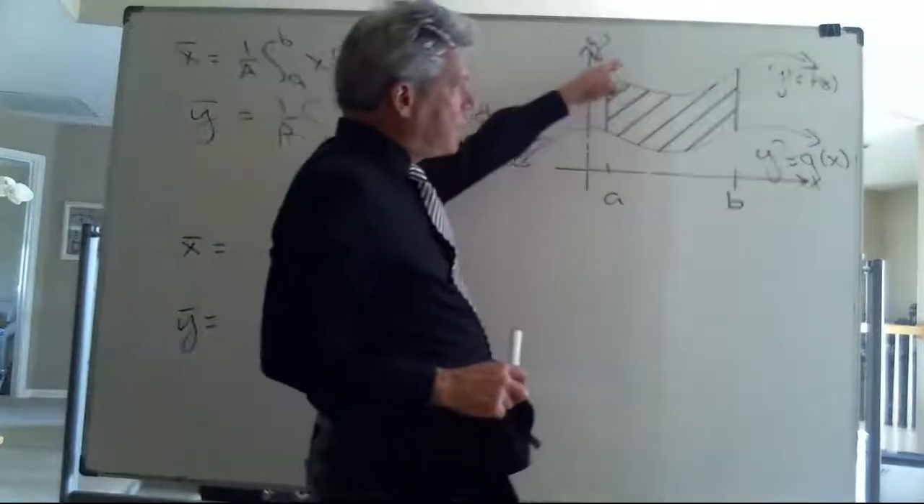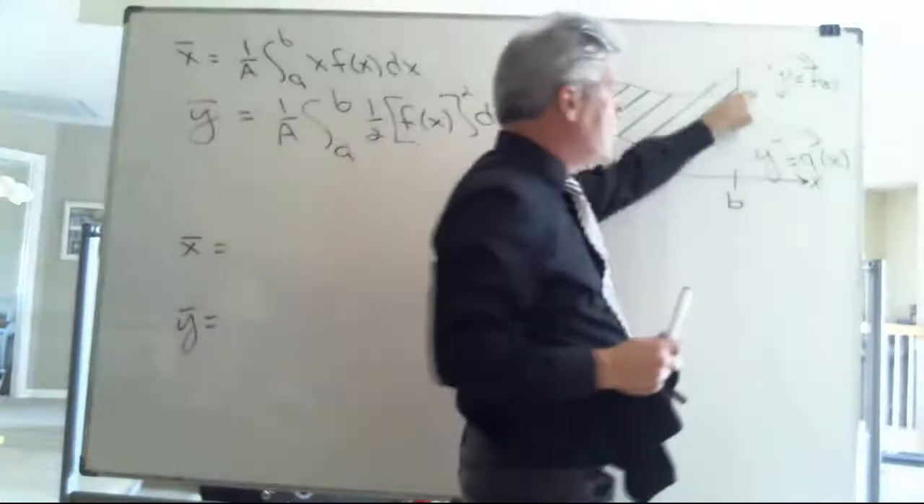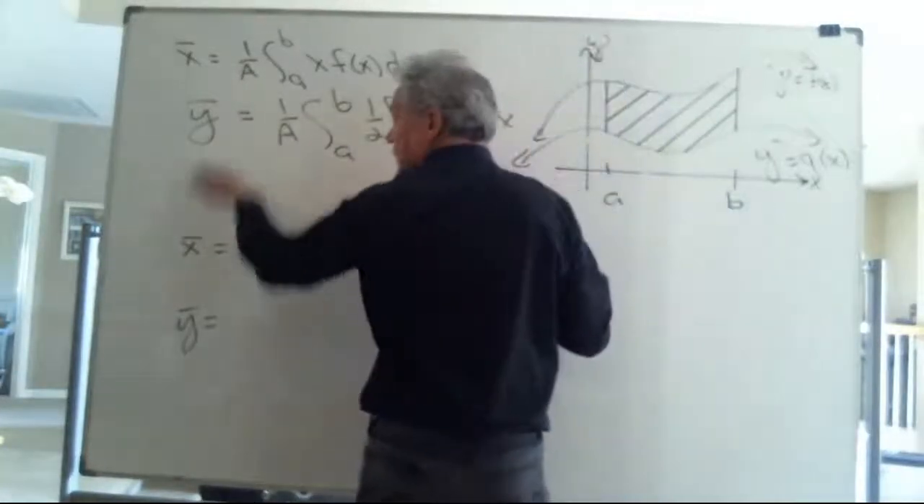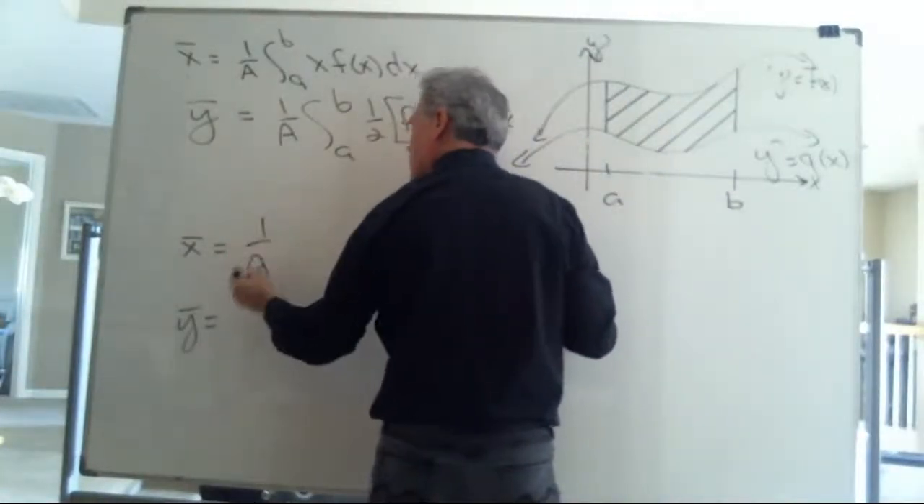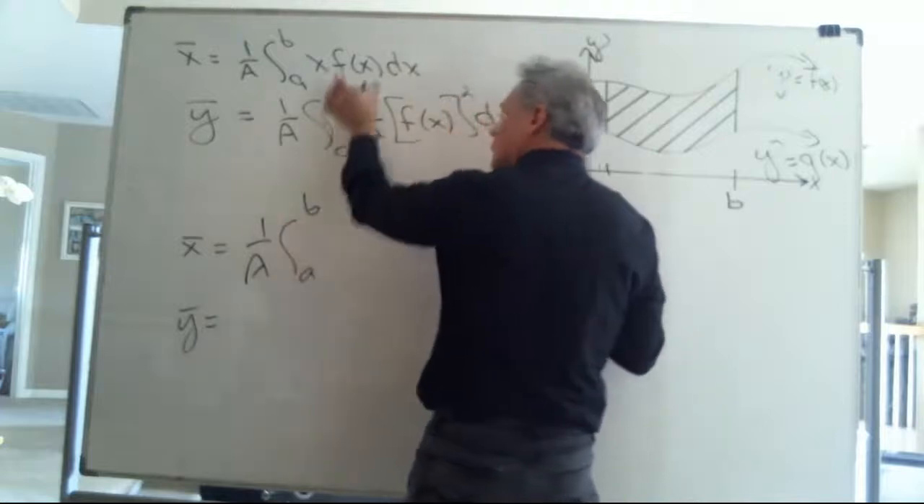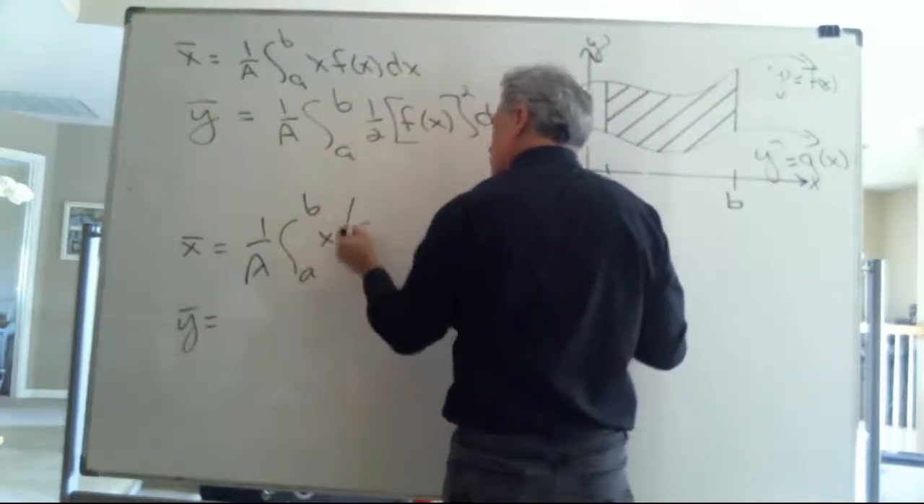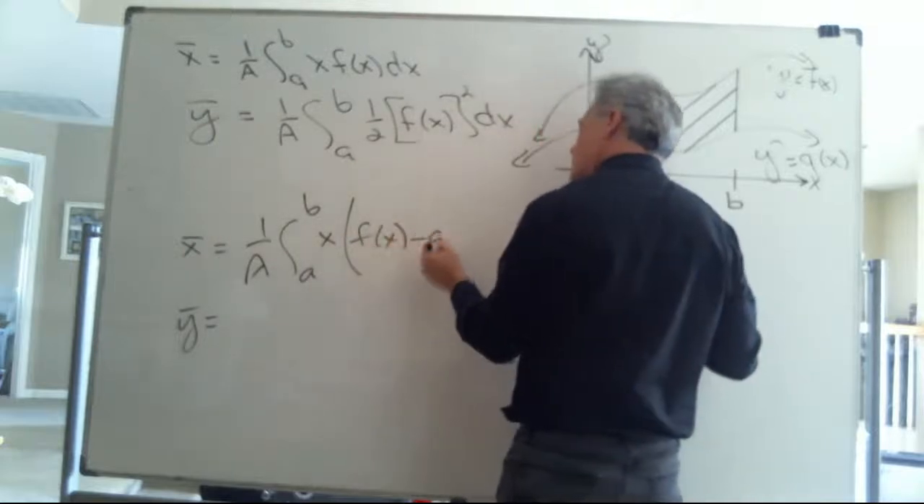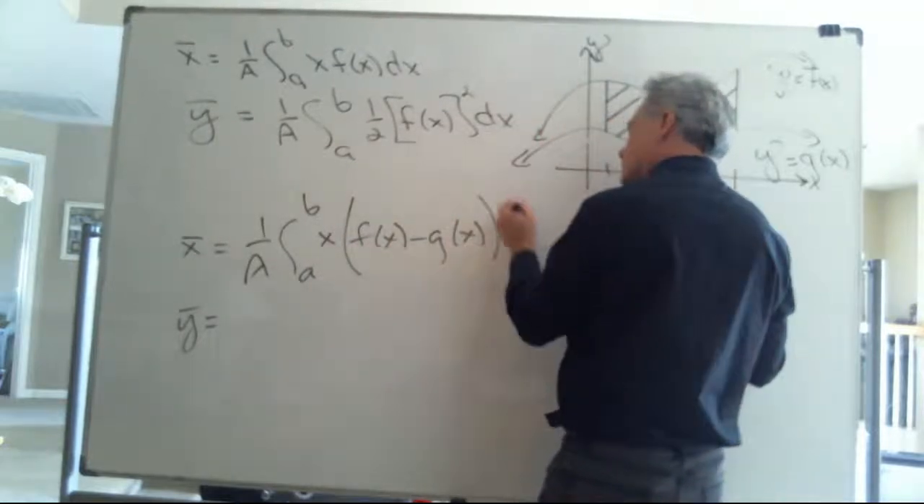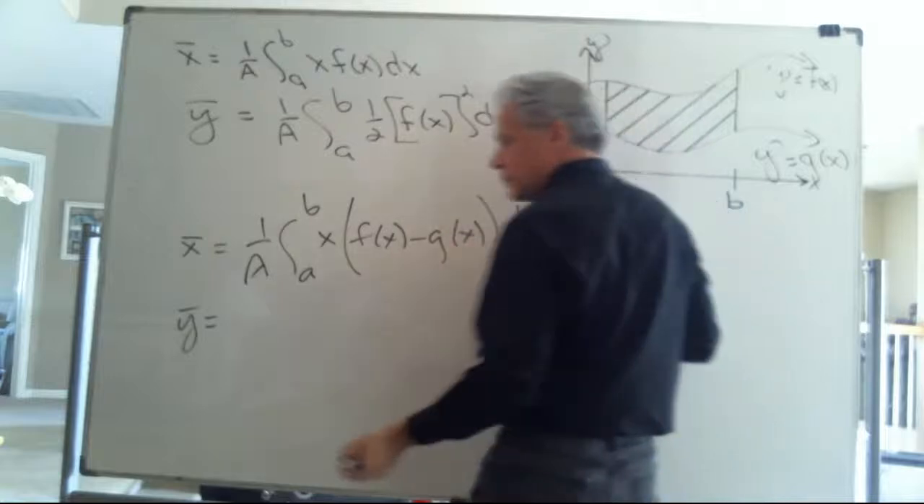If indeed I'm bounded above and below by the graphs of these two equations, here's x bar. It's nothing more than what I have up here, with something subtracted from the f of x, namely this. Same thing happens here.